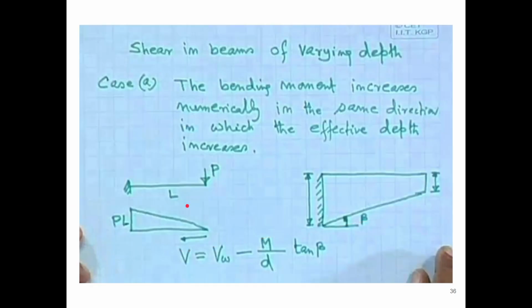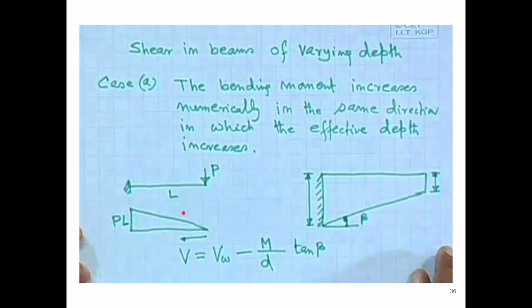Now let us consider one more criterion. Let us say that the beam is not of uniform depth, so one portion is different from another. Two cases may arise in that scenario: shear in beams of varying depth. The first case is when the bending moment increases numerically in the same direction in which the effective depth increases. For example, take this cantilever beam with a load applied at the outermost point. The bending moment will increase in this direction, P into L, and the depth is also increasing in the same direction.